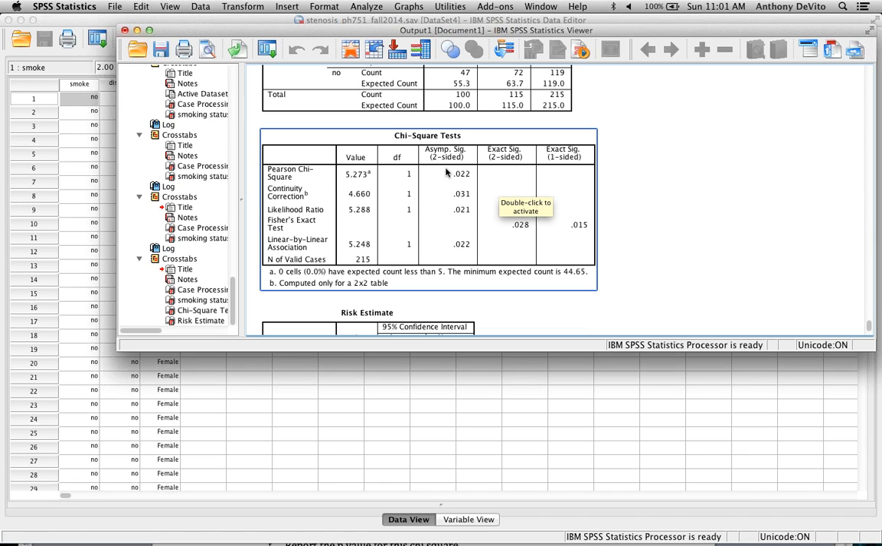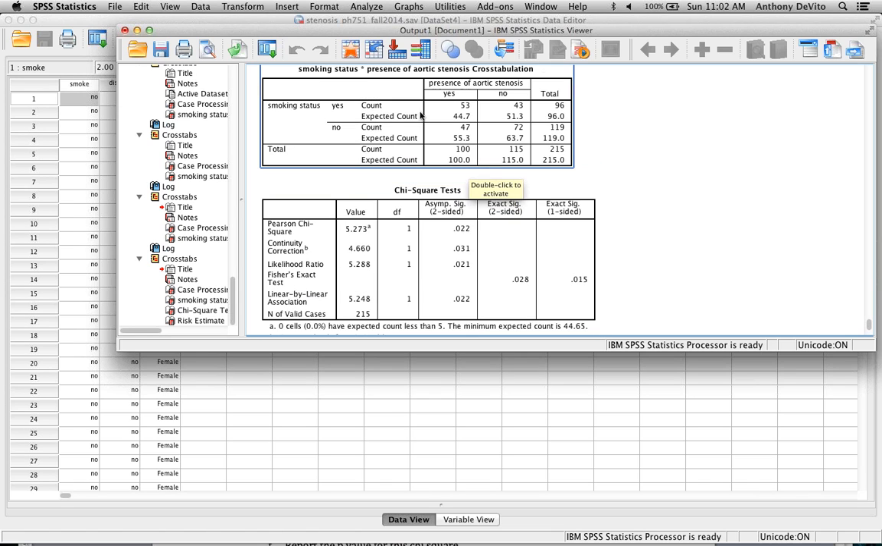Okay, so in this case, my p-value is 0.02, which is well under 0.05, my acceptable level of error for a type 1 error. Since my p-value significance, as SPSS calls it, is less than 0.05, I reject the hypothesis that there's no association between smoking and aortic stenosis, and I accept the alternative that there is an association.